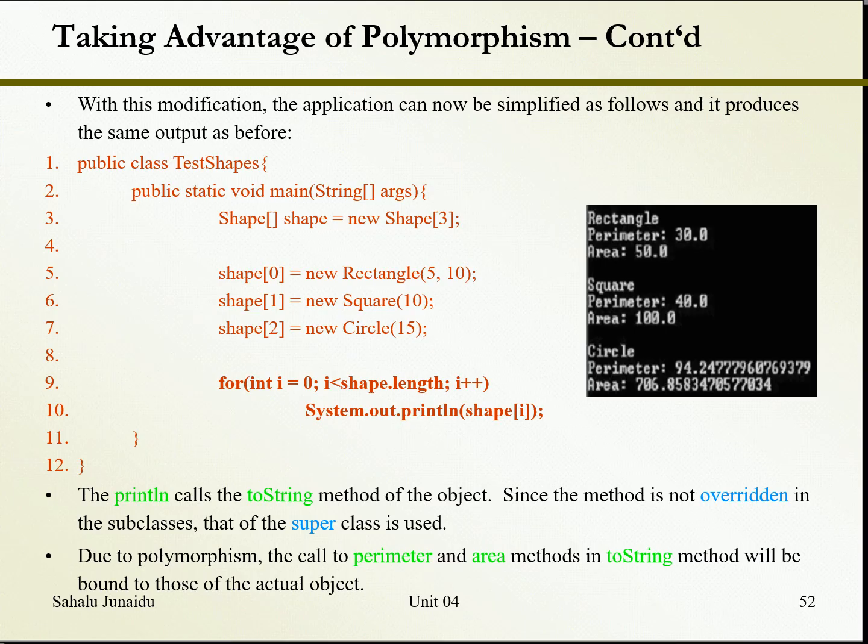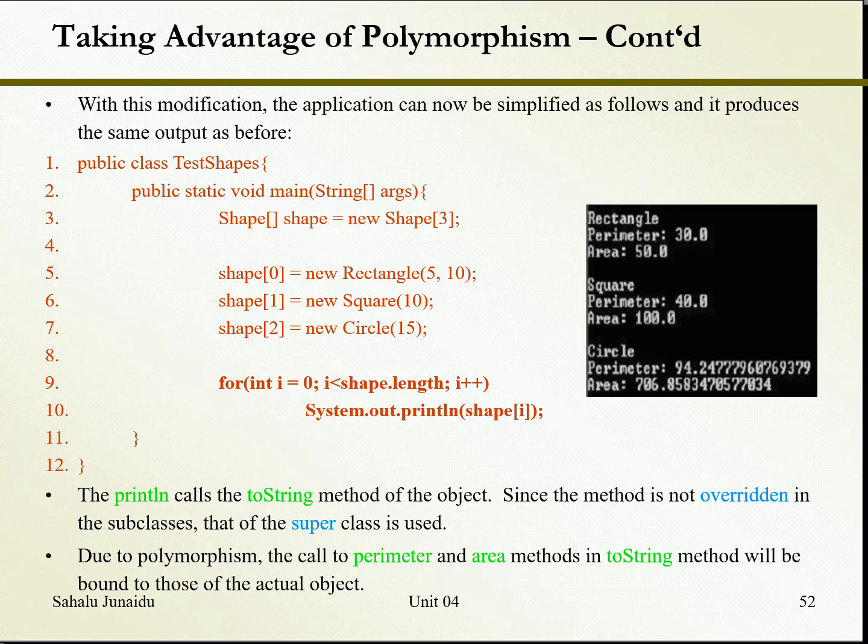So in that case, there is nothing bad if we have area and perimeter in the superclass, because whenever we have a call to area and perimeter, it is the area and perimeter of the subclasses that will be called, not those of the superclass. So the values of the area and perimeter must have been ready by then, and that will not lead to an error. Now, due to polymorphism, the call to the perimeter and area methods in the toString method will be bound to those of the actual object. This is because of dynamic binding.